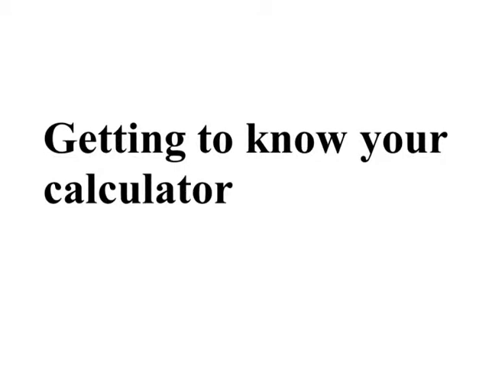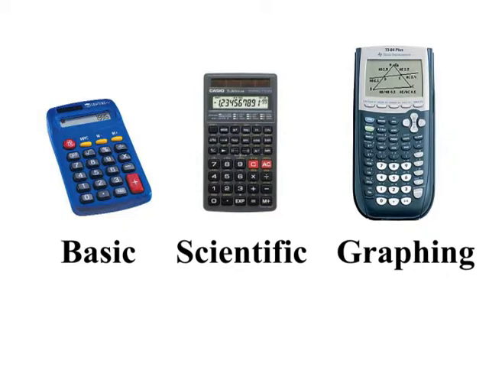Getting to know your calculator. You can break calculators down into three general categories: basic, scientific, and graphing. There's probably no better example of an obsolete technology hanging on than the 21st century graphing calculator.